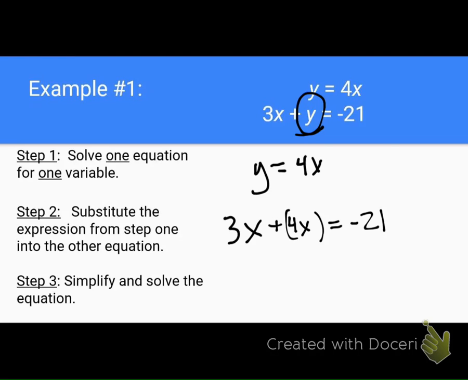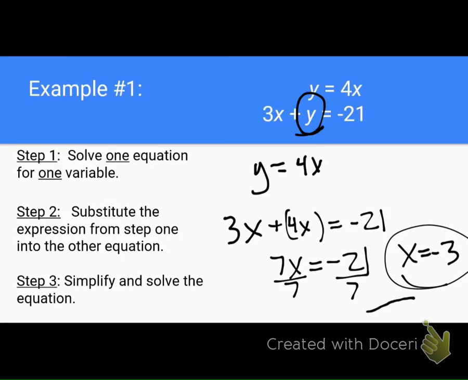Okay? Then step 3 is to simplify and solve that equation. So these are common, or they're like terms, so I can combine them. So this is 7x equals negative 21. Dividing by 7, I get x equals negative 3. Okay, so that's the first part of my answer. That's the first part of the ordered pair, right?